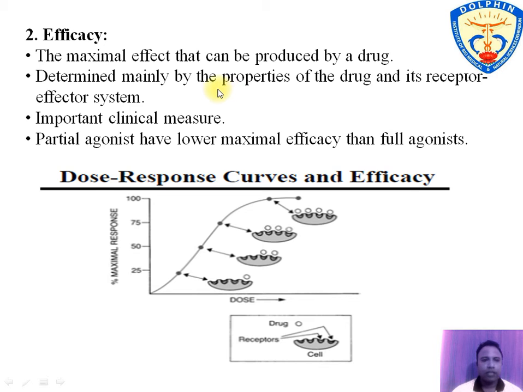This slide describes the dose response curve in terms of efficacy. The maximum effect produced by a drug is called efficacy. It is determined by properties of the drug and its complex with receptor. It is important in clinical use and measurement. Efficacy describes full, partial and inverse agonist and also antagonistic effect.